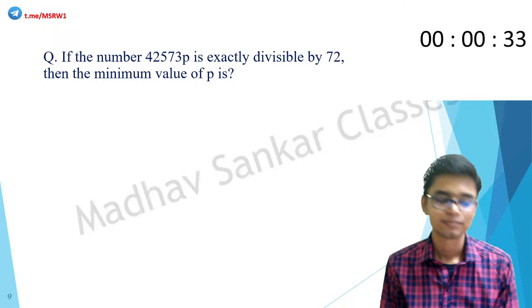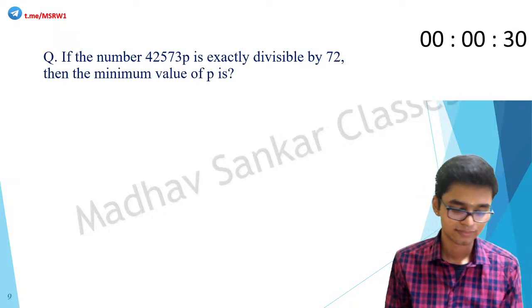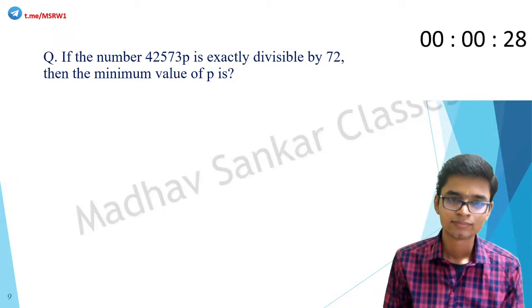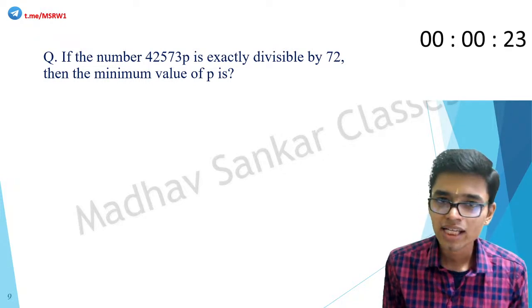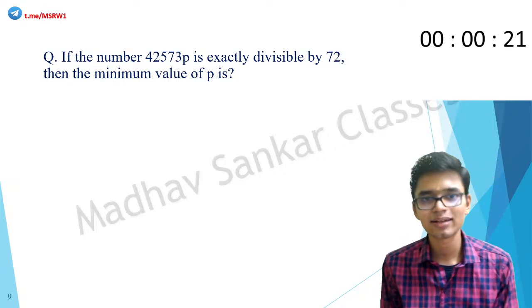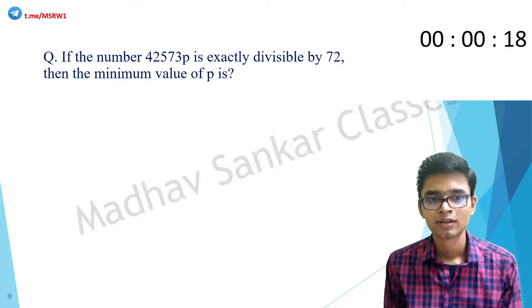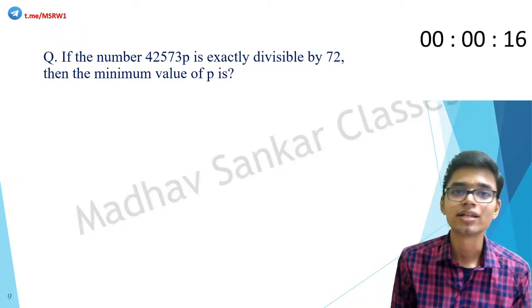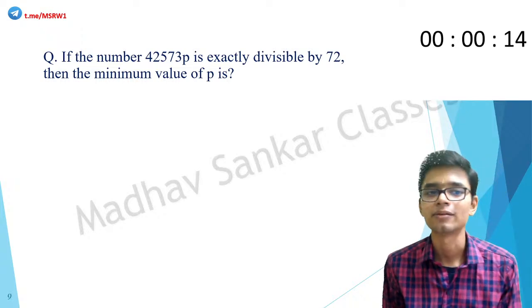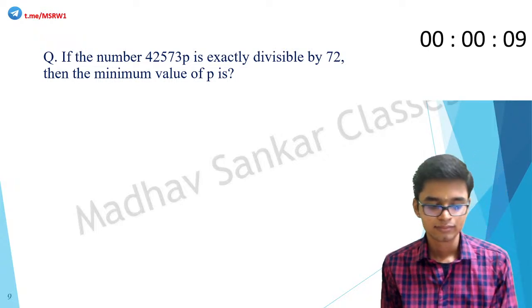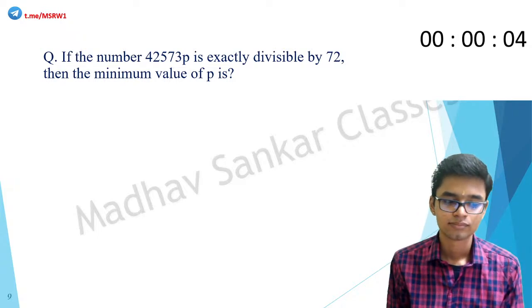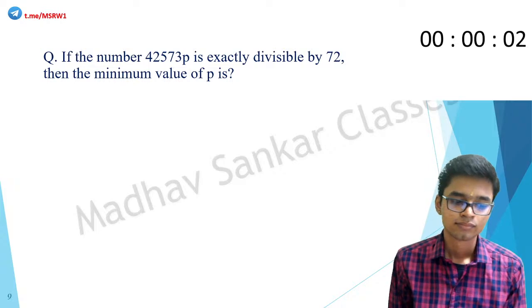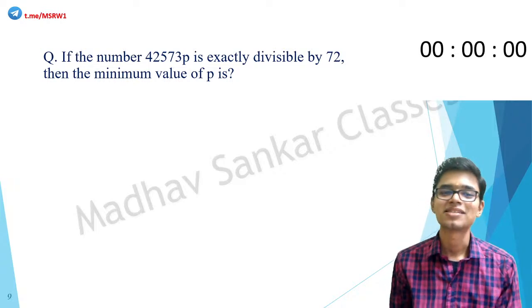Last 30 seconds. So it's already given in the question that this number is exactly divisible by 72. All we have to find is the unit digit, that is the value for p, the minimum value for p. Time is up.